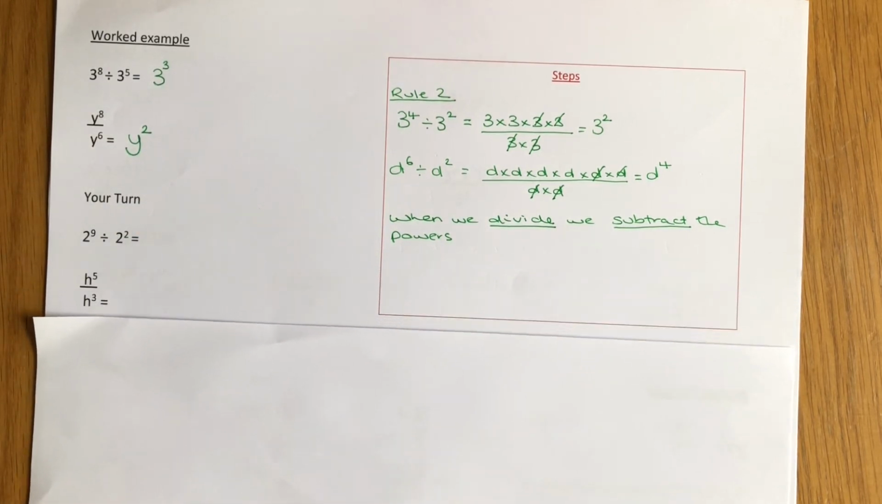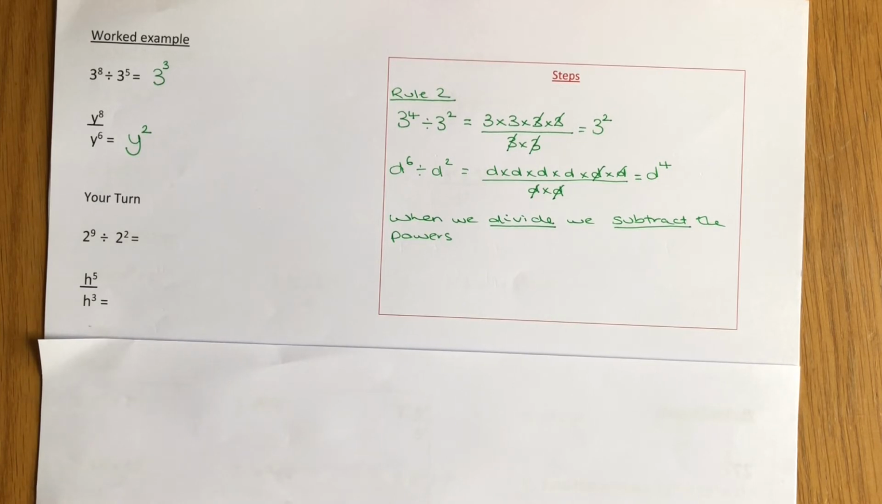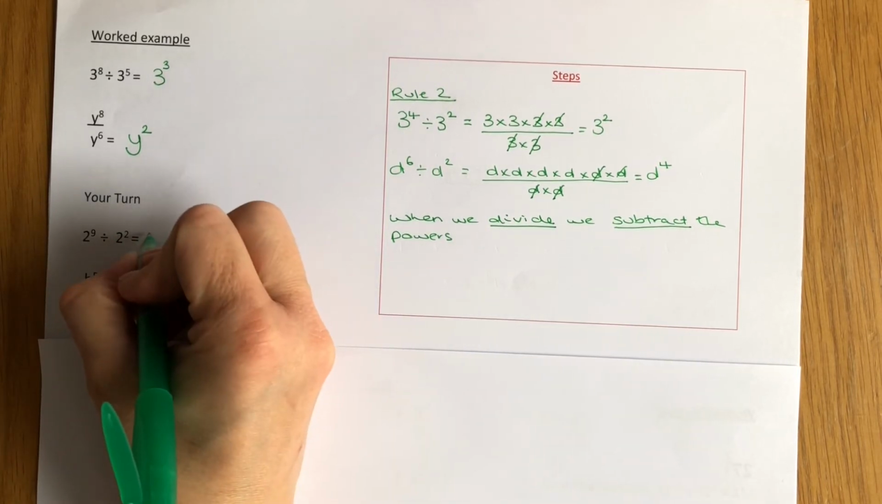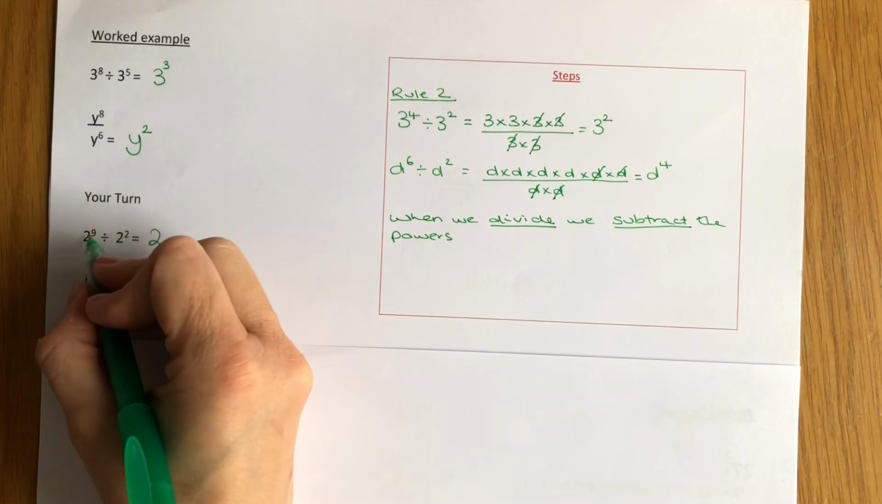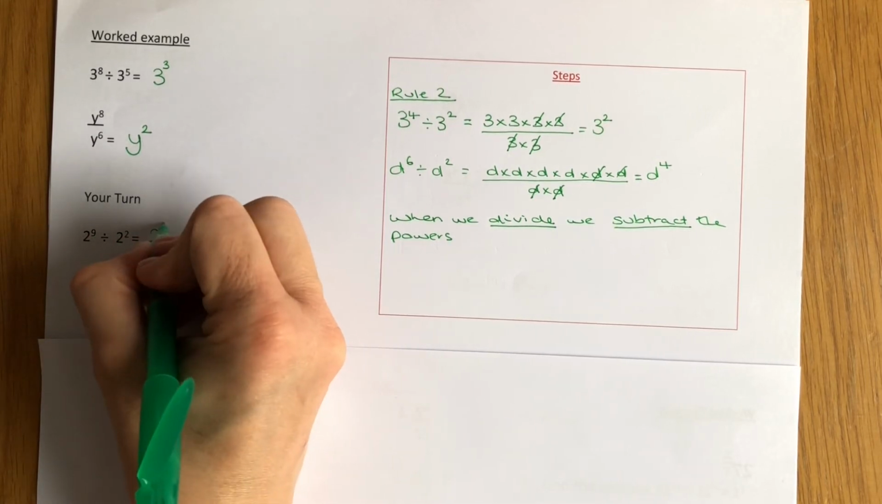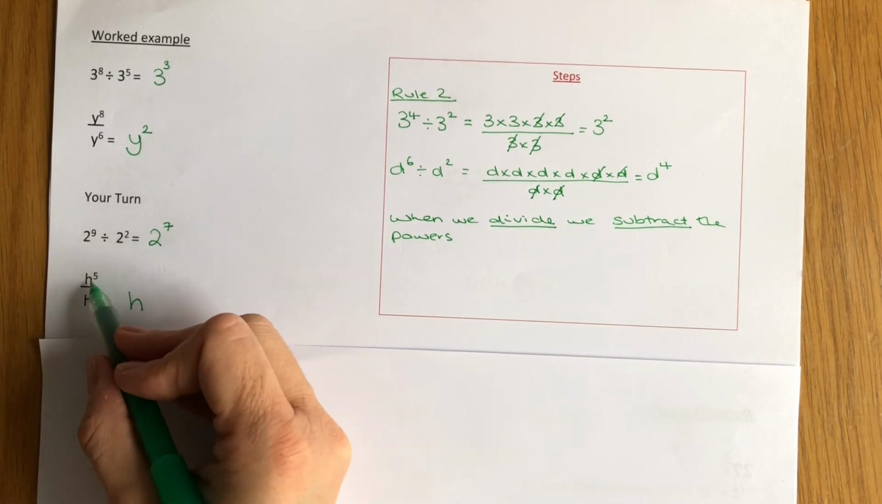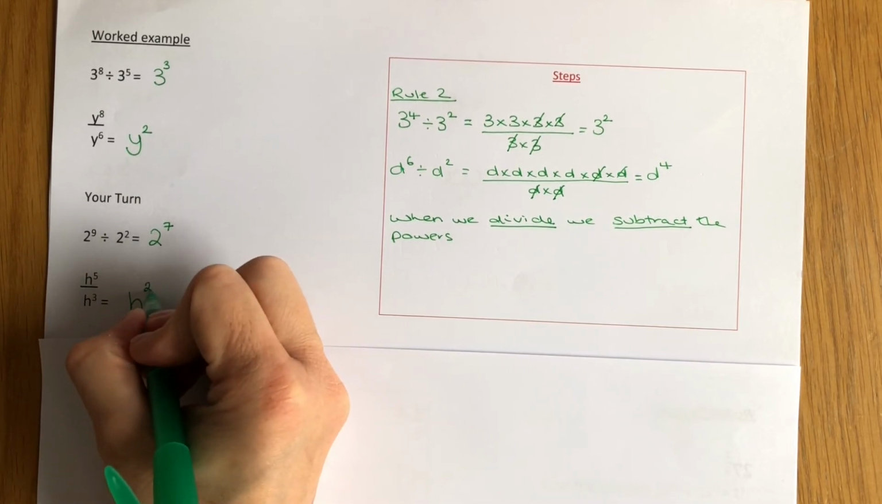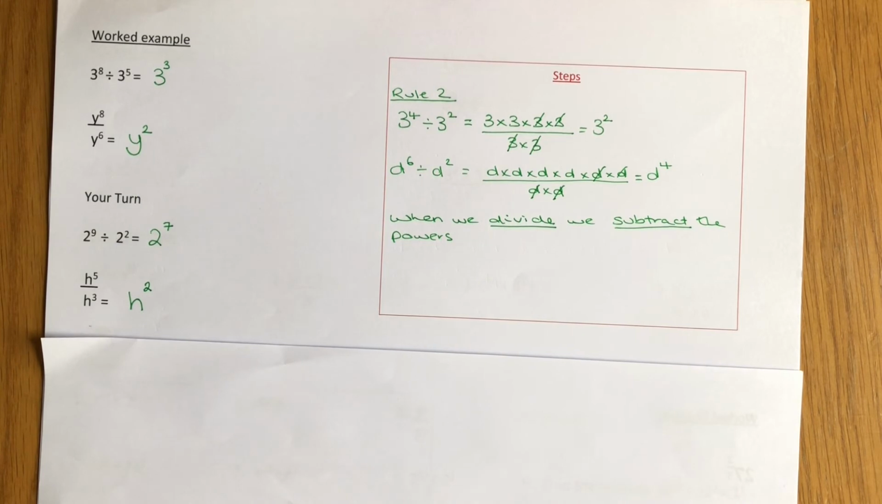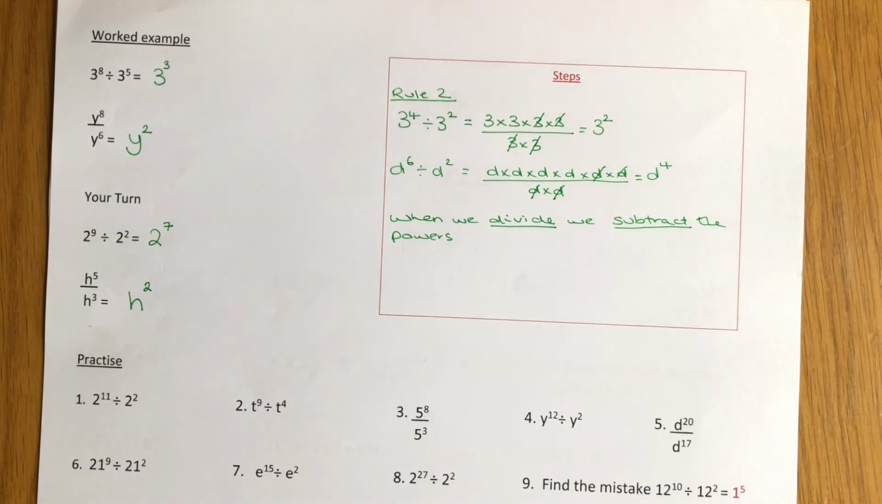Right, I've got 2 for you to do. Press pause, have a go, and we'll go through them. Okay then, so we have 2 to the power of 9 minus 2 is 7, and I've got h to the power of 5 minus 3 is 2. Hopefully you got those correct. I've now got 9 questions for you to have a go at. Press pause, have a go, and then we'll mark them.